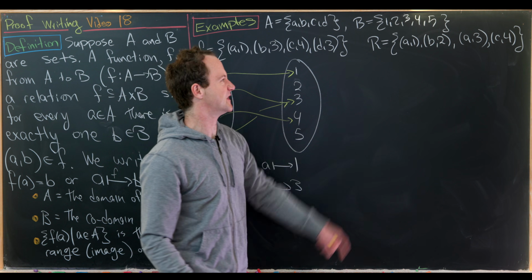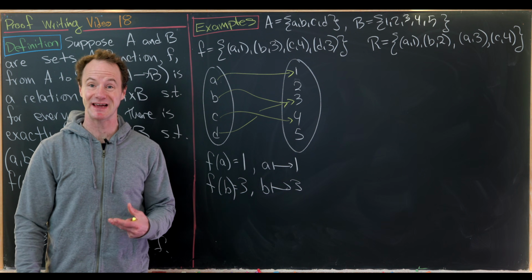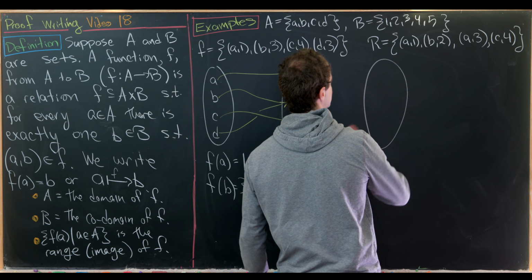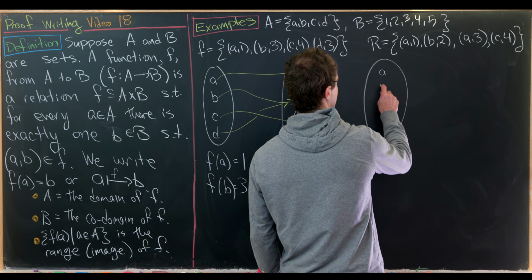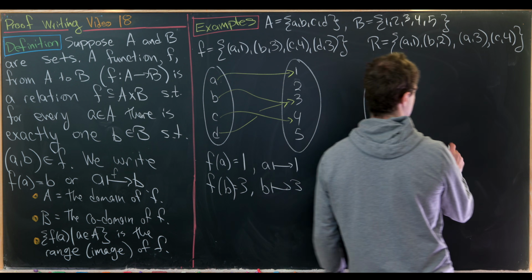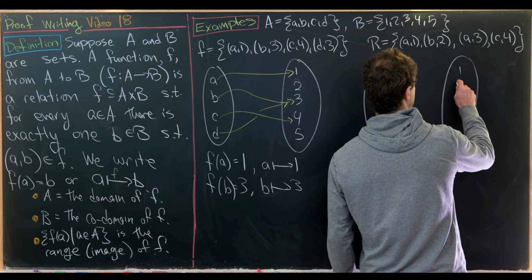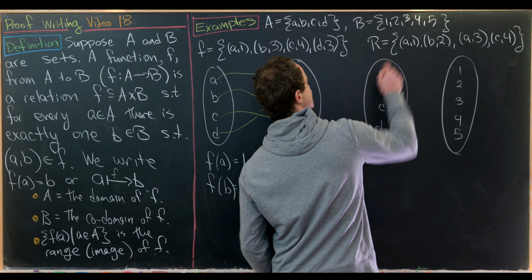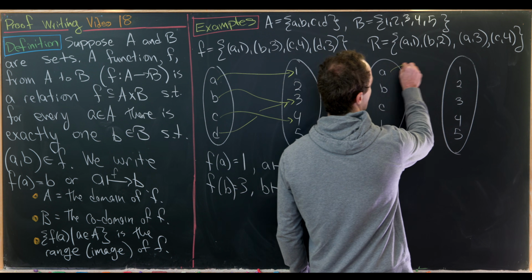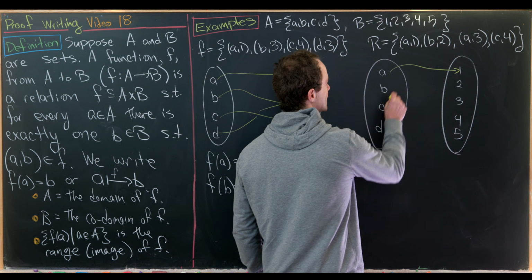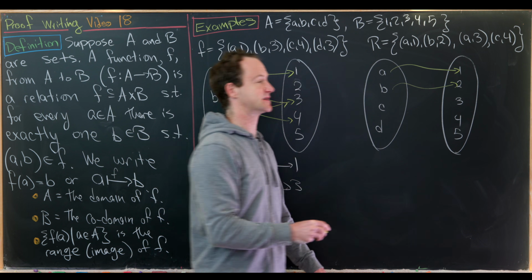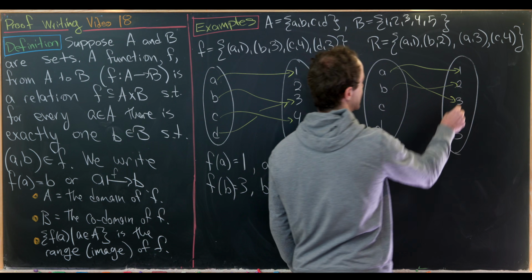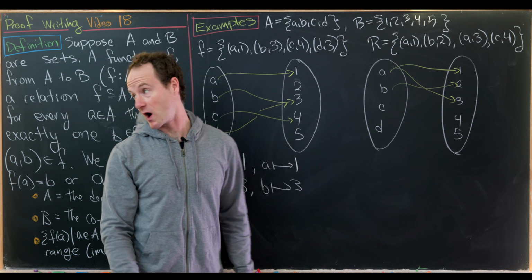Let's compare that with this R over here, which is a relation but not a function. Let's draw a picture of that. We'll have our set A, which is made up of little a, little b, little c, little d, and then our set B, which is the numbers 1, 2, 3, 4, 5. Now notice this tells us to take a to 1. Okay, that's cool. b to 2, so everything is still okay. But it also tells us to take a to 3. And that's where we have our problem.